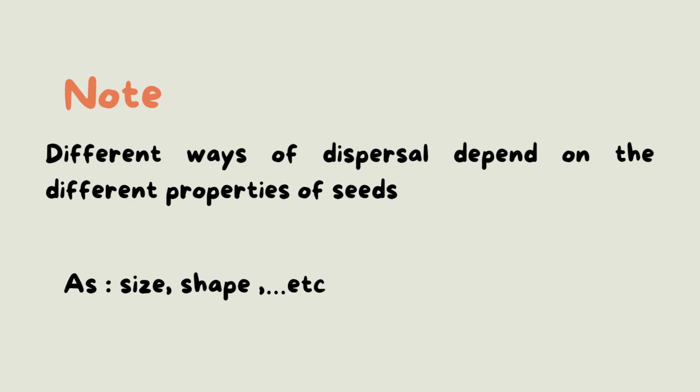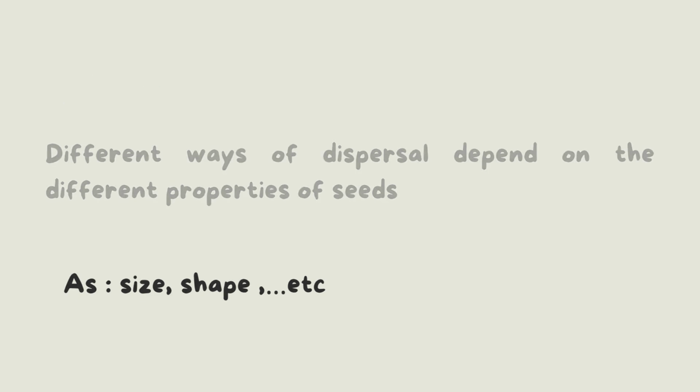So here we can say that different ways of dispersal depend on the different properties of seeds. If the seeds are light, they can be dispersed by wind. If the seeds can float on the water surface, they can be dispersed by water, and so on. The different ways of dispersal depend on the different properties of seeds, like the size and the shape. Those are the properties of the seeds. So with this information, we finished our lesson.